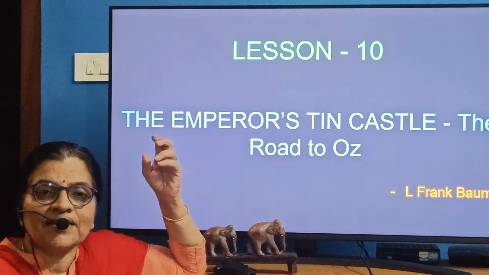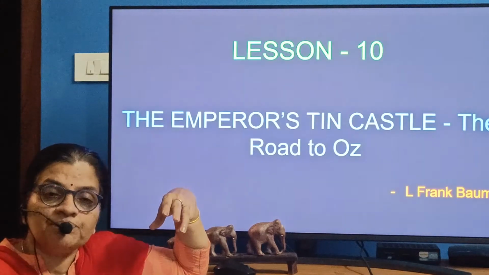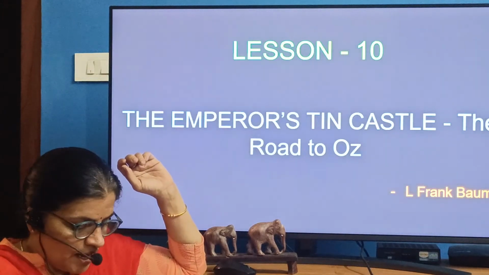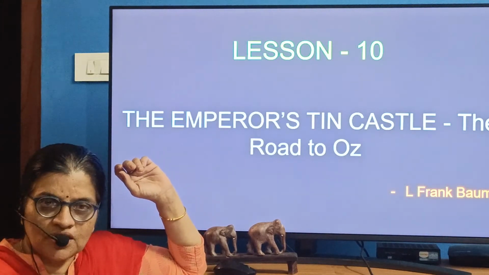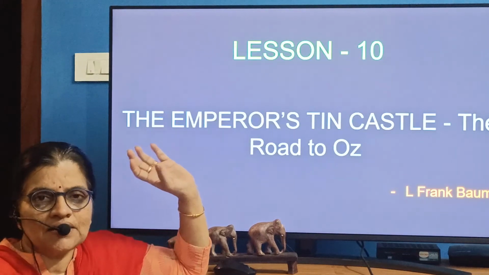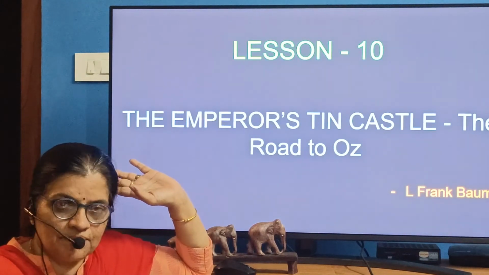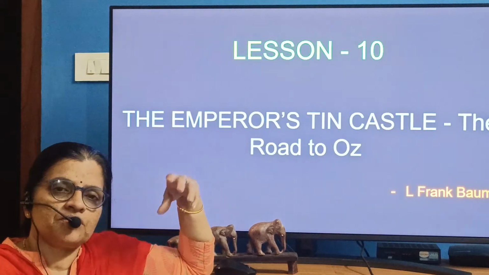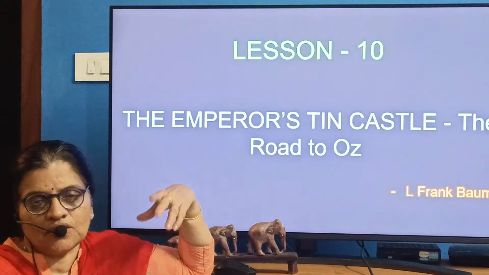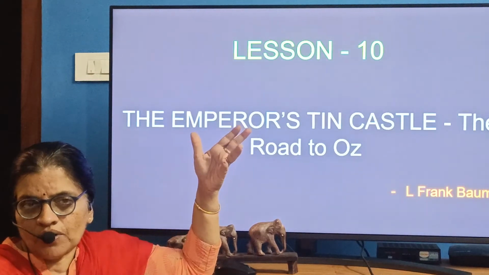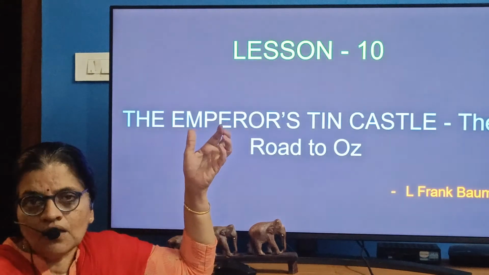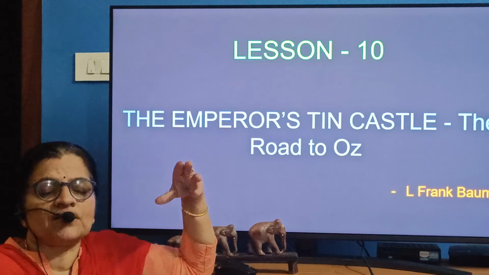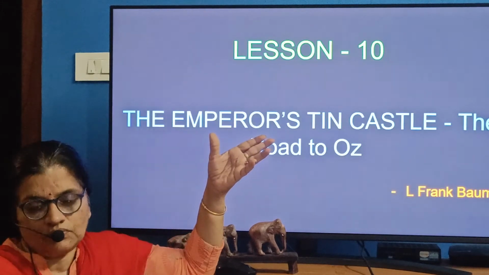So here the main characters are Dorothy, Shaggy Man, Button Bright, the Rainbow's Daughter and Tick Tock. These are the main characters in this lesson. Dorothy is an adventurous girl. She likes to do something different from others. Nowadays we can watch adventurous sports on TV. So adventure is doing everything different from others.